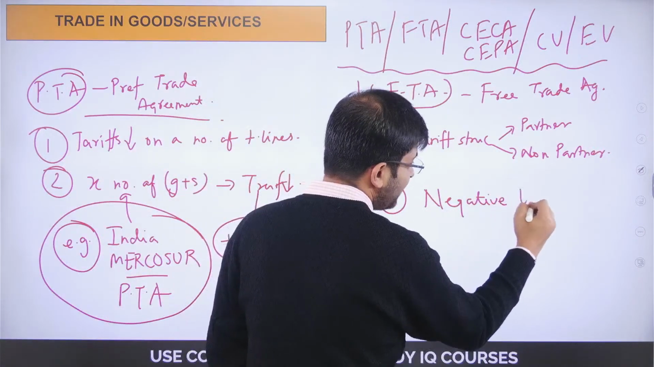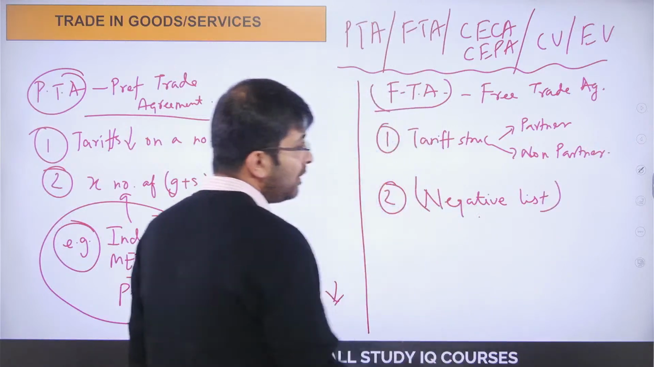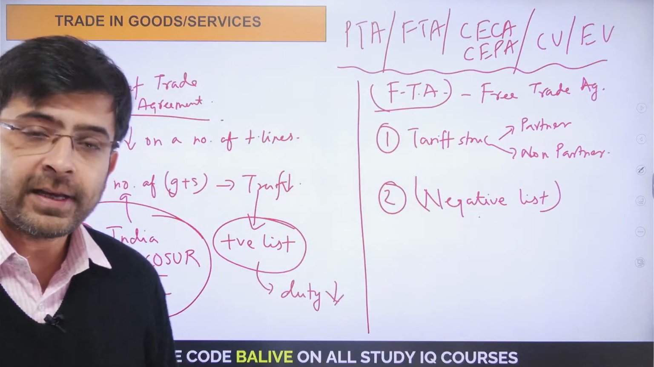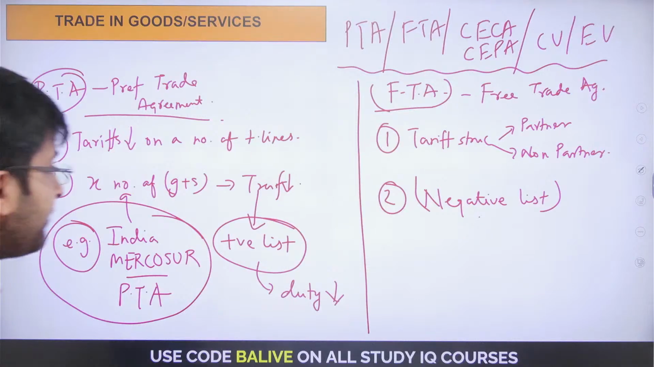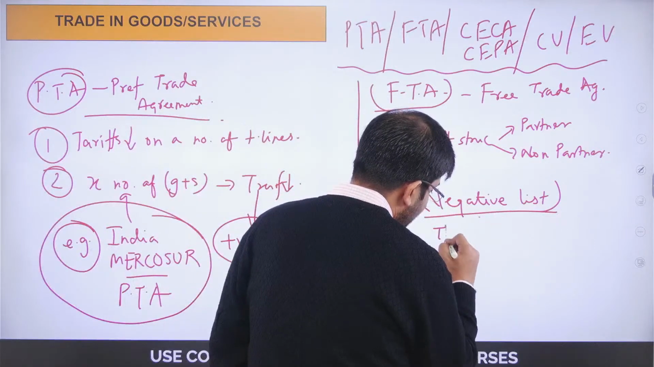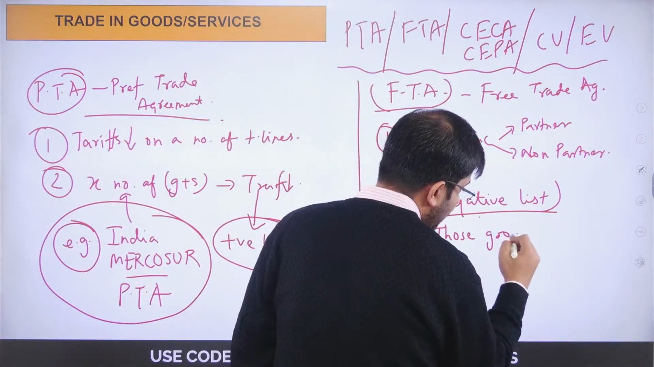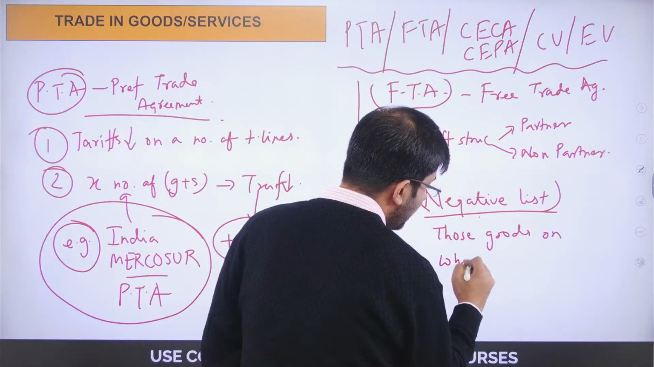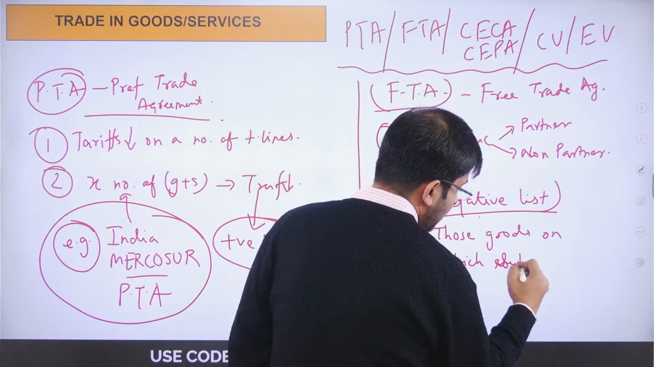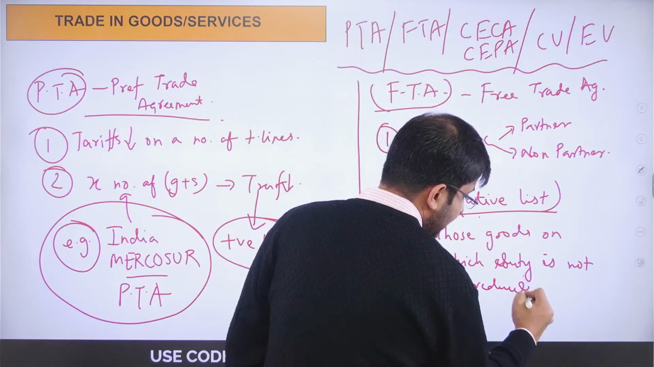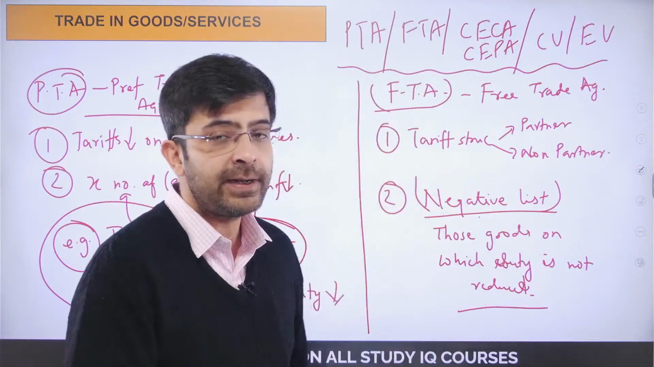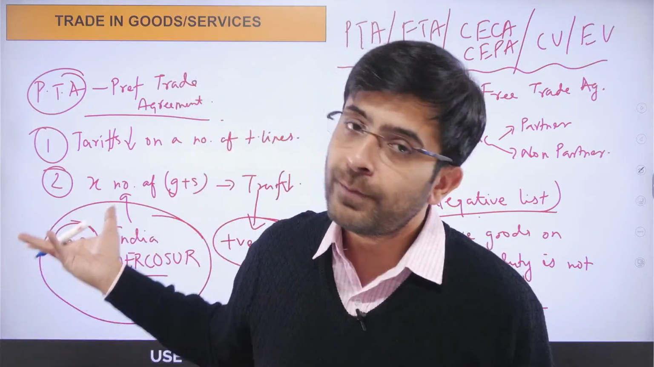Okay. From the exam perspective, here is one thing that you need to know: the free trade agreement has a negative list. Now, what does this mean? Tell me. Negative list tells me those goods on which duty is not reduced. This is why it is negative. Duty is not getting reduced, negative list. Duty is getting reduced, positive list.